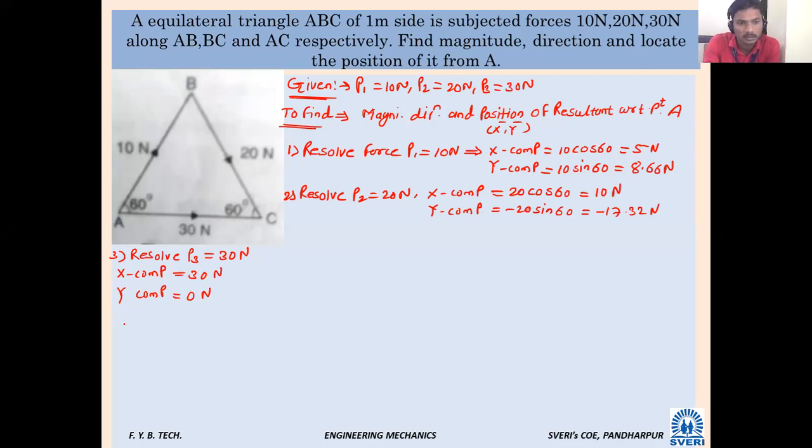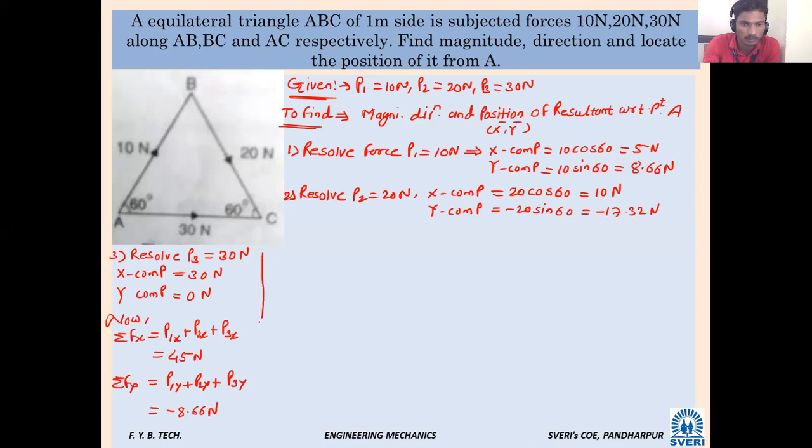Now you might have calculated summation of X: P1x, P2x, P3x, which is 45 Newton. Summation Fy is the y components of P1, P2, P3, which is minus 8.66 Newton.